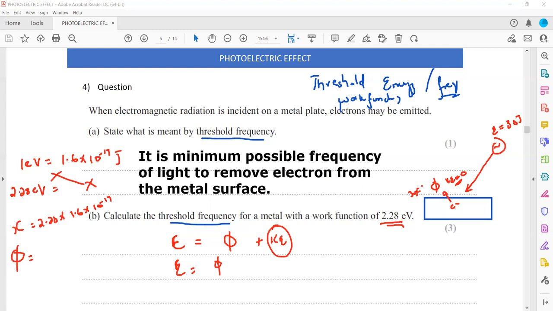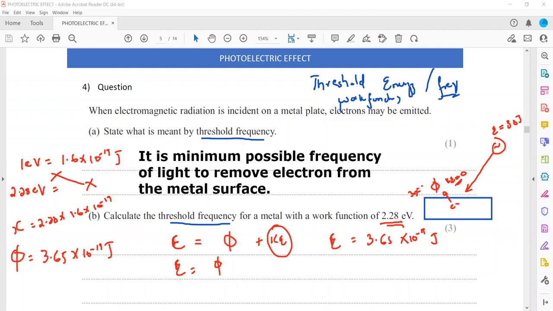So when these two factors, 2.28 multiplied by 1.6 into 10 to the power minus 19, are multiplied, this will give us 3.65 into 10 to the power minus 19 joules. That is the work function. Now we know the work function, so we substitute its value. So E is equal to phi, and the value of phi is 3.65 into 10 to the power minus 19 joules. And E is the energy of the photon.